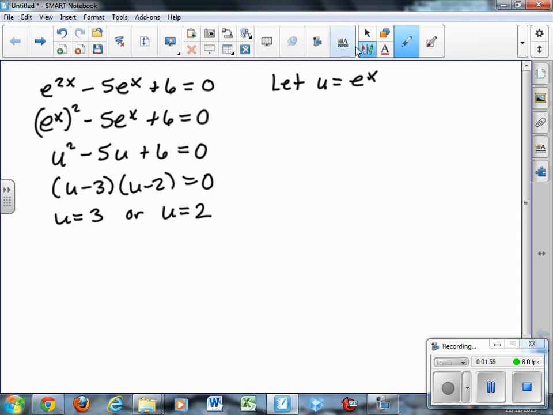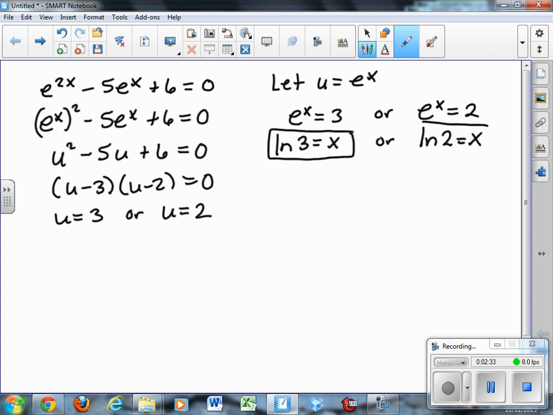Now I want to know though what x equals, not what u equals. So I need to go back to this little substitution I did and substitute back. And so now I'm going to say e to the x equals 3 or e to the x equals 2. Now I need to solve those two equations and say natural log of 3 equals x or natural log of 2 equals x. And so those are my two solutions, and you can get the decimal form of those. But those are my two solutions.